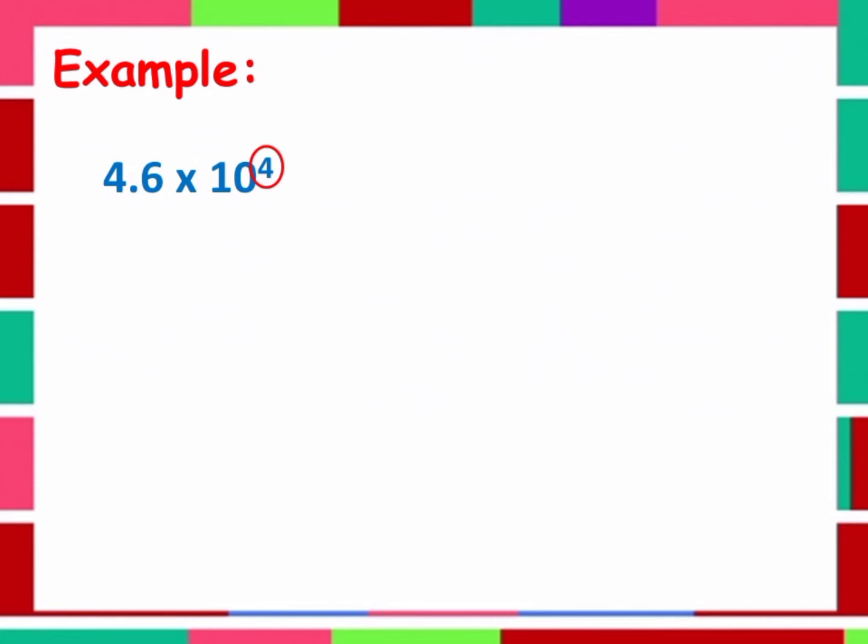Since the exponent is positive 4, we move to the right from the decimal point. First, copy 4.6. Then, from the decimal point, count 4 places to the right: 1, 2, 3, 4. As you can see, merong space. Nagkaroon ng movement pero wala namang number. So, we are going to add zeros to the missing place value. Therefore, the final answer is 46,000.